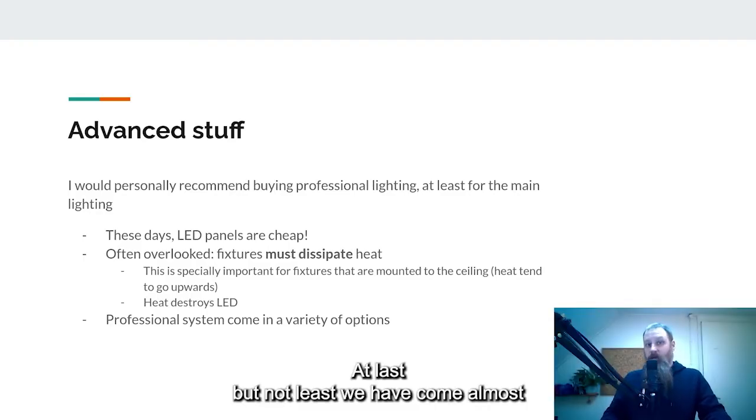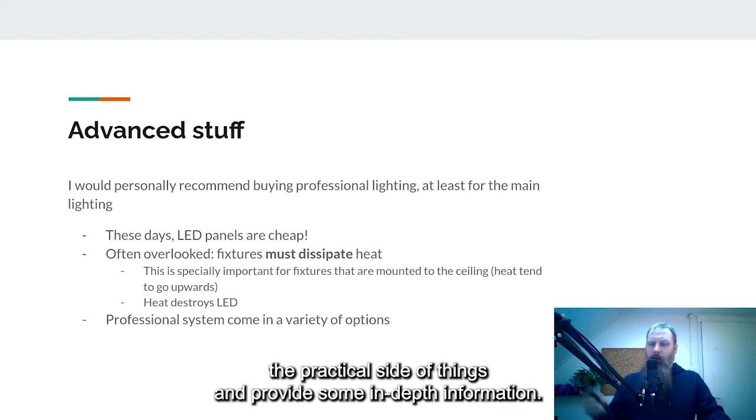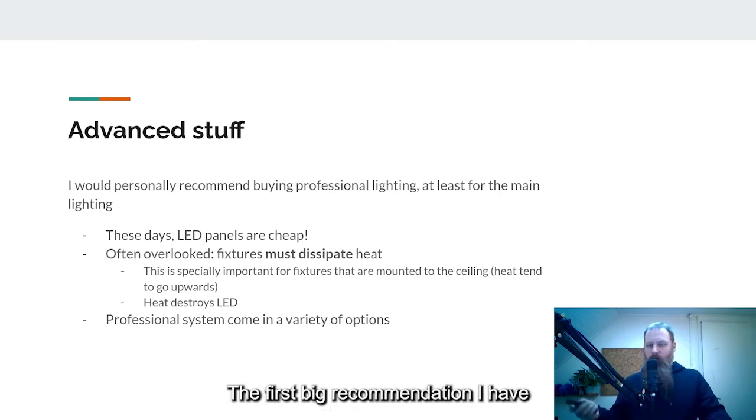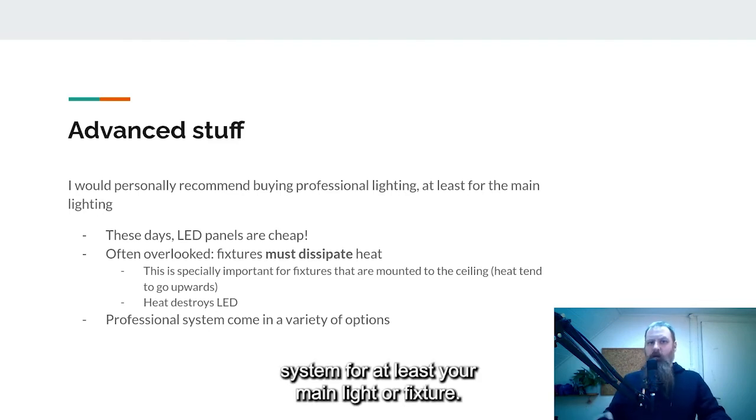Last but not least, we have come almost to the end of this talk, where I'm going to talk a bit more about the practical side of things and provide some in-depth information. The first big recommendation I have is that you buy a professional lighting system for at least your main light or fixture. The reason behind this is a pretty important one.